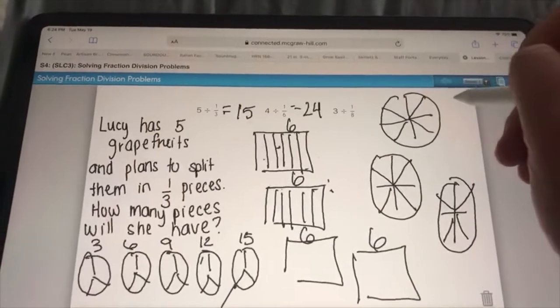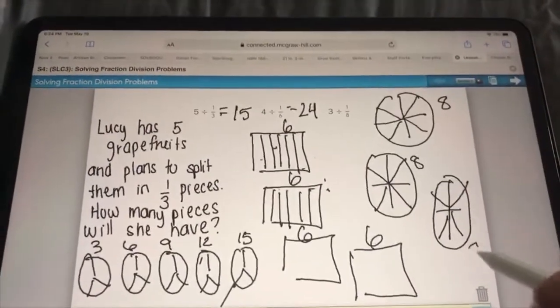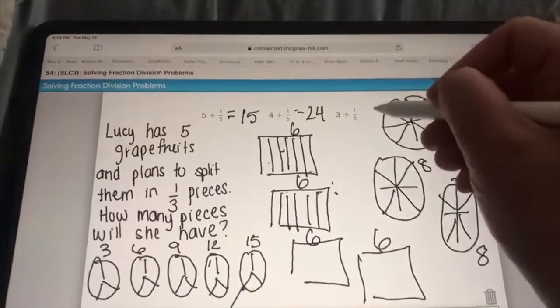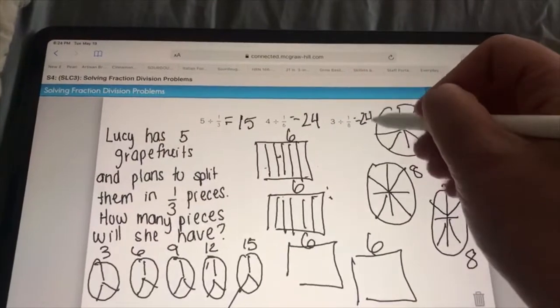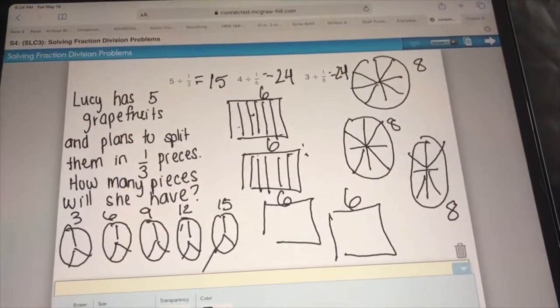Okay, well, I have 8 pieces here, 8 more pieces here, and 8 more pieces here. 8, 16, 24. Another 24. Okay, so there you go.